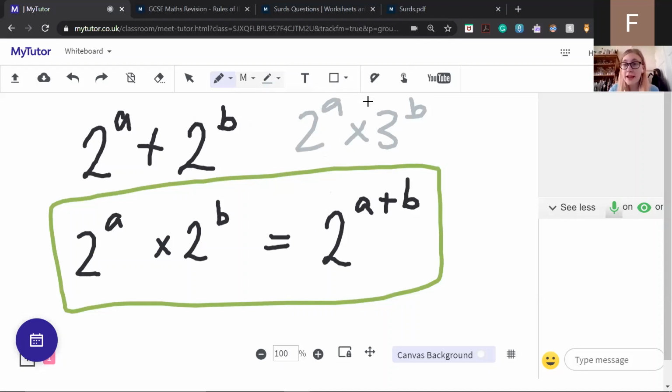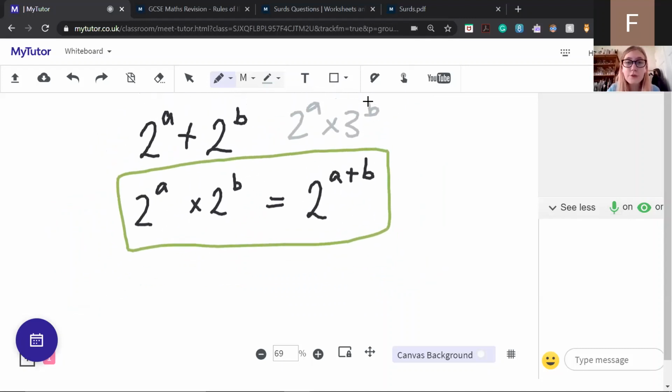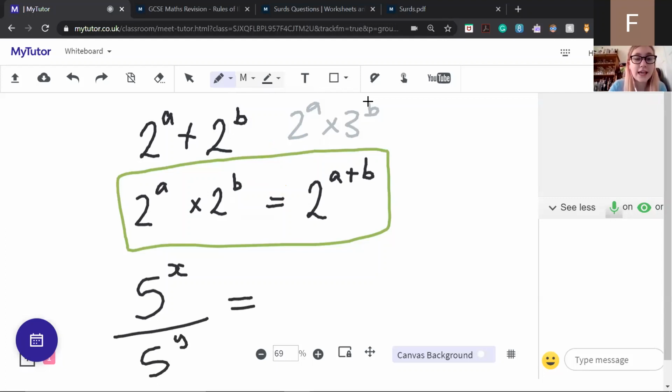A really similar thing happens with division. You probably already know or guessed. Let's say a different base, let's say 5. We have 5 to the X divided by 5 to the Y. That's the same as saying 5 to the X minus Y.